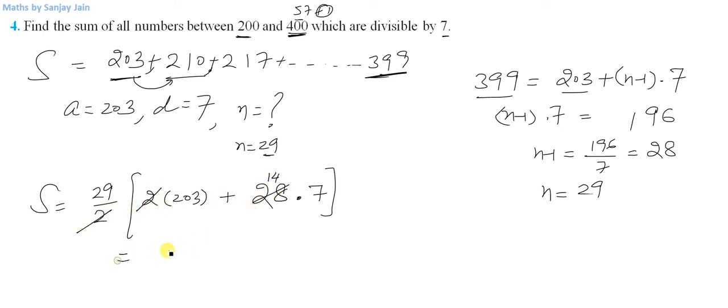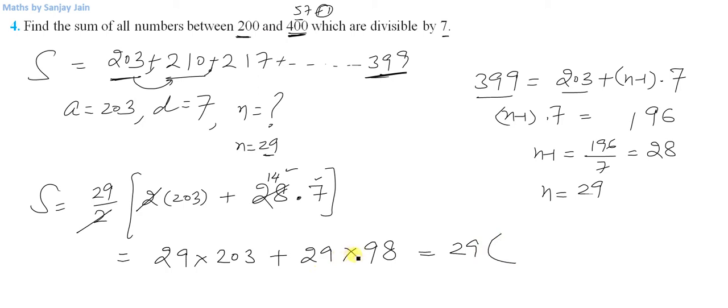So what is the calculation left? 29 into 203 plus 14 into 7, which is 98. So 29 into 203 plus 98. This is what I need to calculate, and let me keep 29 outside, that would be a little simpler. So 98 plus 203 is 301. So what I have done here is kept 29 outside and added these. That gave me 301.